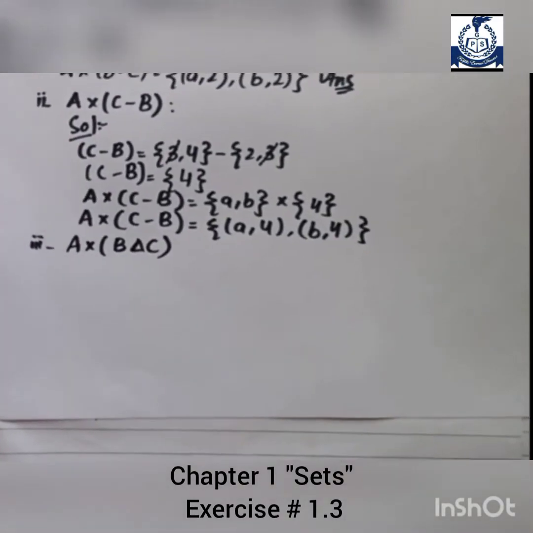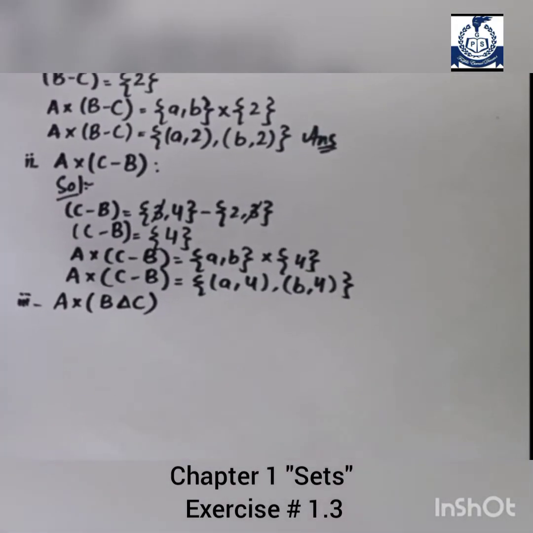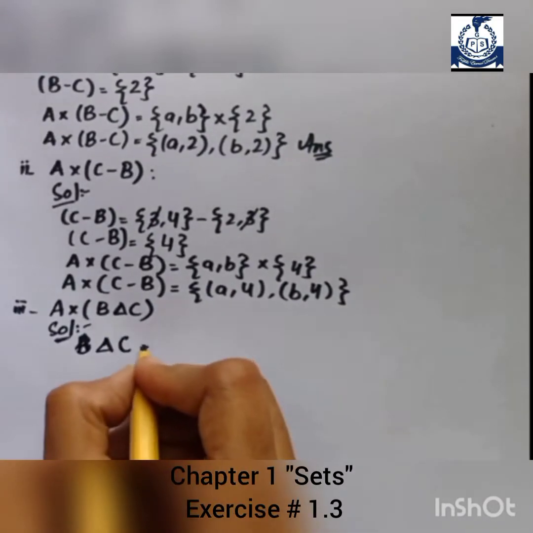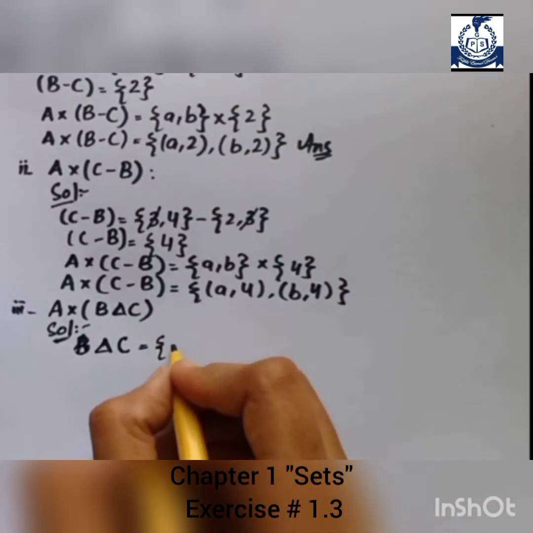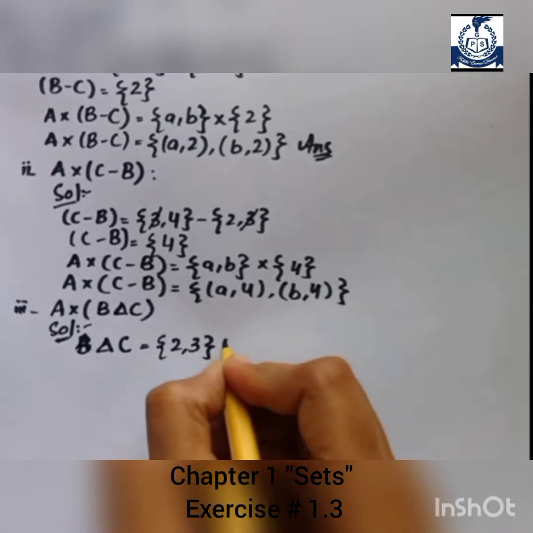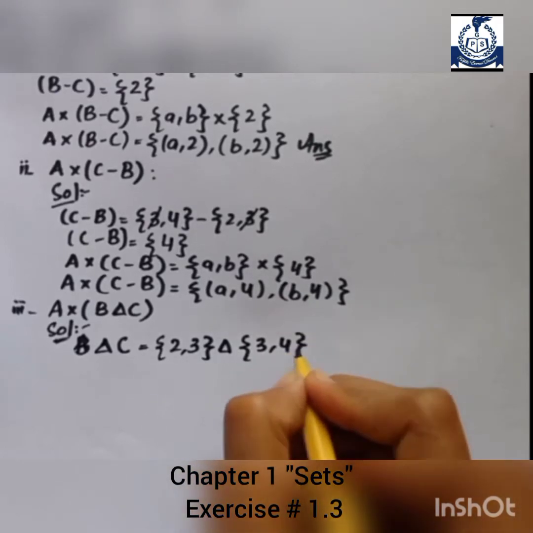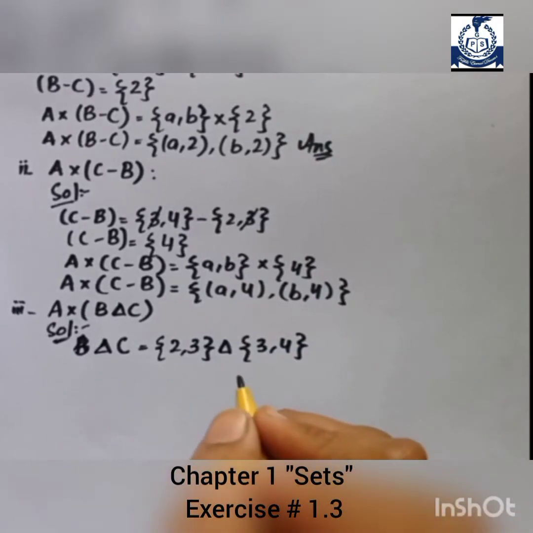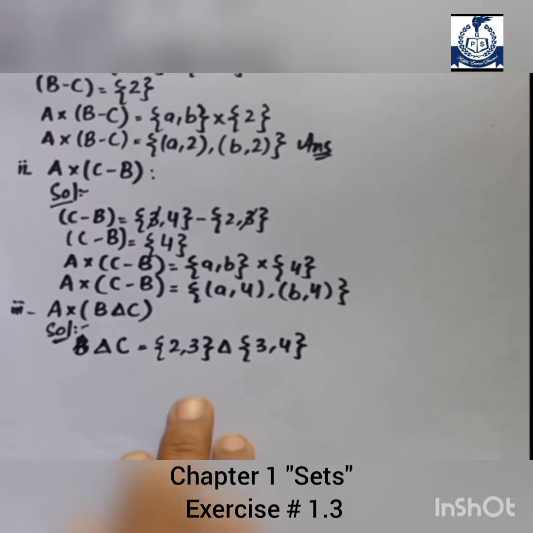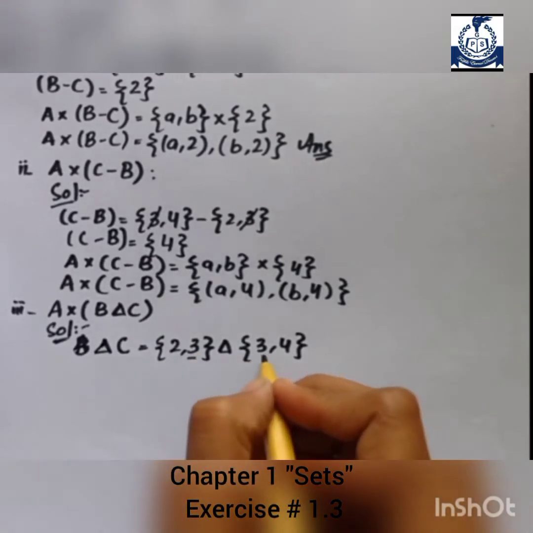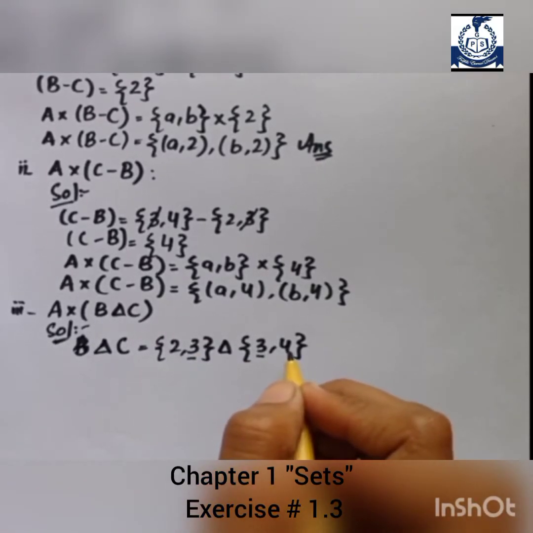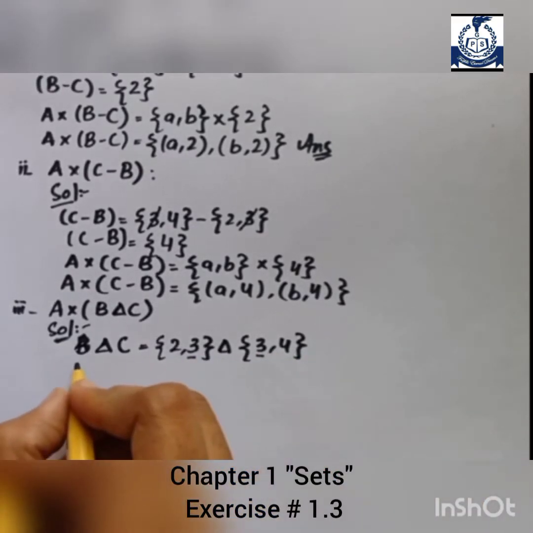So first we find B delta C and then we find the Cartesian product. B delta C is equal to, in a place of B we write 2 comma 3, delta. In a place of C we write 3, 4. So in delta we cancel out the same element, we skip the same element and we write the remaining elements of the sets. Remaining elements are 2, 4. So B delta C is equal to 2, 4.